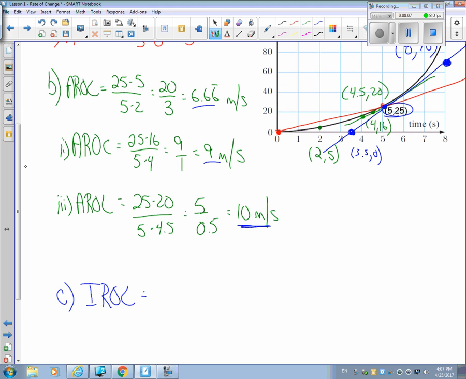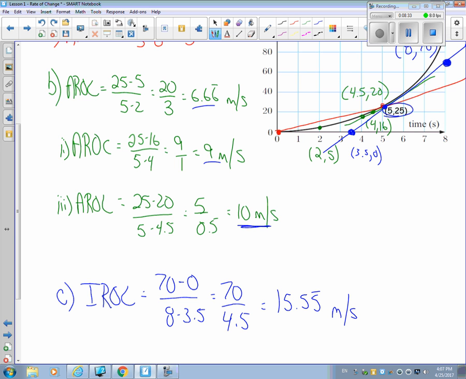So we said 70 minus 0. We're still using our slope equation, nothing different there. And 8 minus 3.5. That would give me 70 over 4.5, which comes out to 15.555555 meters per second. As I said, the further your points are away, the better the estimates are. But again, they're still just estimates.